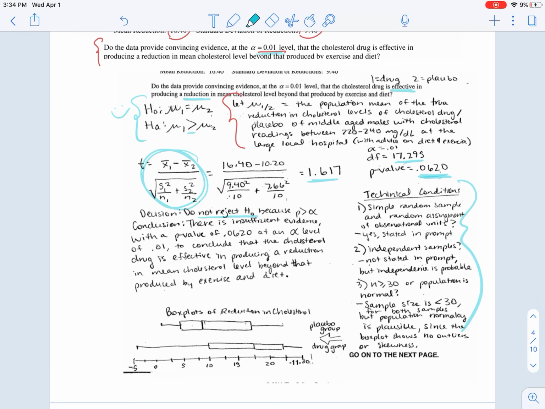Assumptions are important. Rarely are they going to ask you for the assumptions, but if they straight up just ask you one question like this, you know they want all of it. You know that they want you to do all of these things. Simple random sample. They're independent of each other. And then they're checking for normality. If it's greater than 30, central limit theorem tells us it's normal. Sample size is less than 30. That's why they made the box plots.